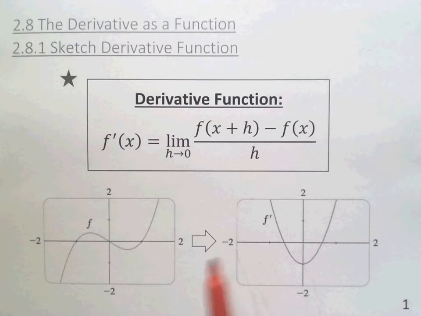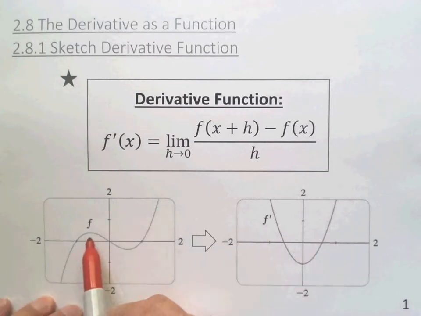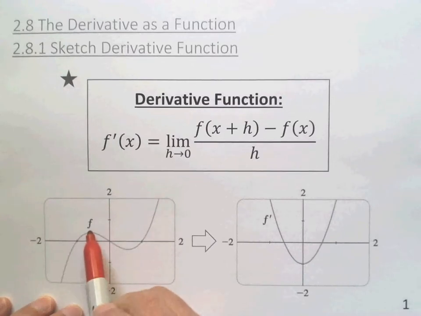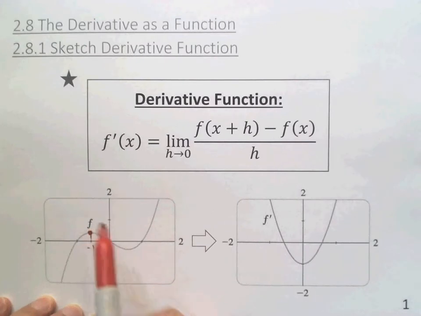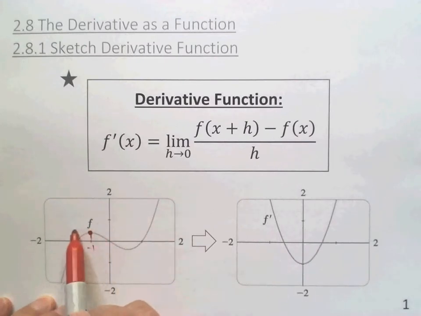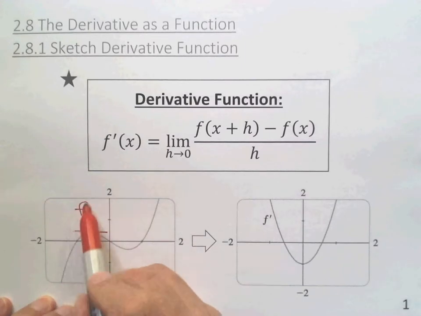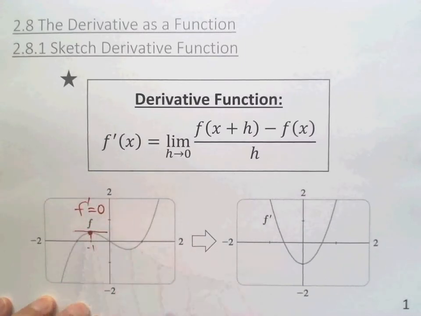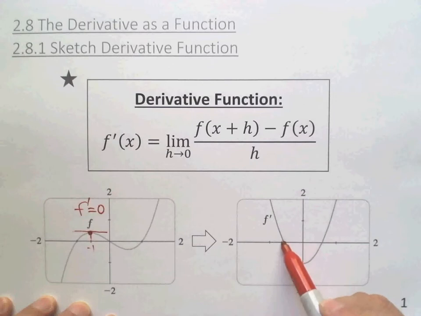For example, this point on the original function. This is -1, which means when x equals -1, can you see what the slope is? Derivative means the slope, right? What do we get? The derivative at this point is 0. Therefore we make one point: this is -1, and that's 0. The derivative is 0, so we make it the first point.